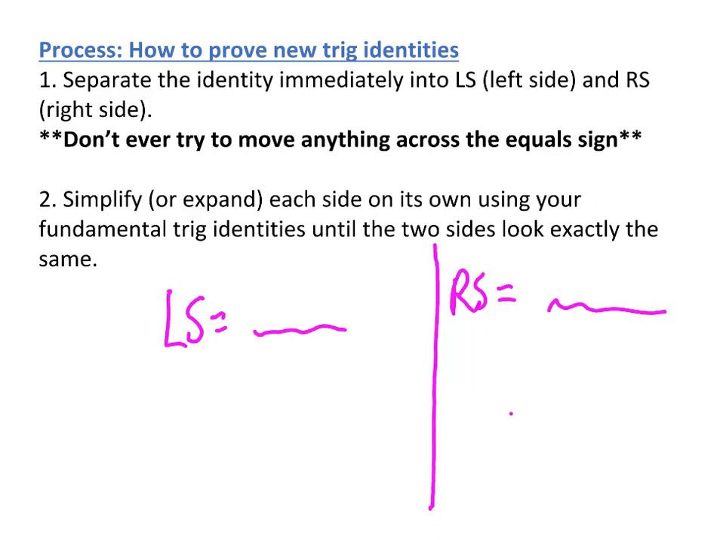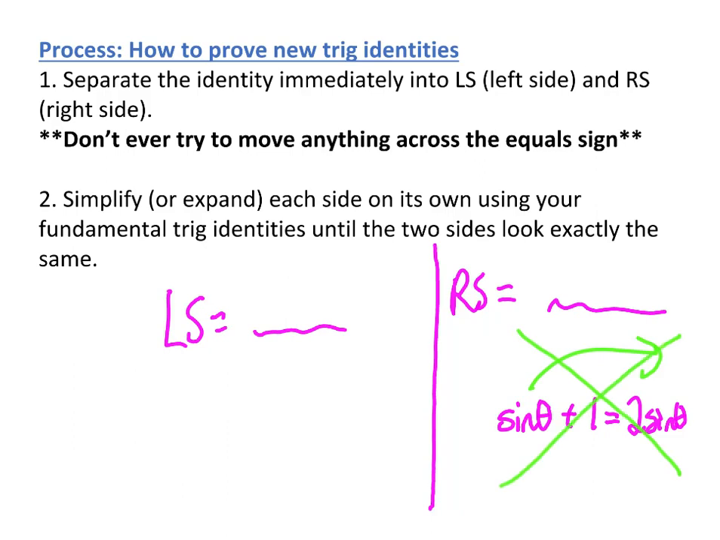If you have something like sine theta plus 1 equals 2 sine theta, well then we would want to move things across the equal sign. We might collect our like terms. Moving things across the equal sign, that's something you do for solving trig equations. You never do that when it comes down to trig proofs. So for trig proofs, we will not be moving anything across an equal sign.